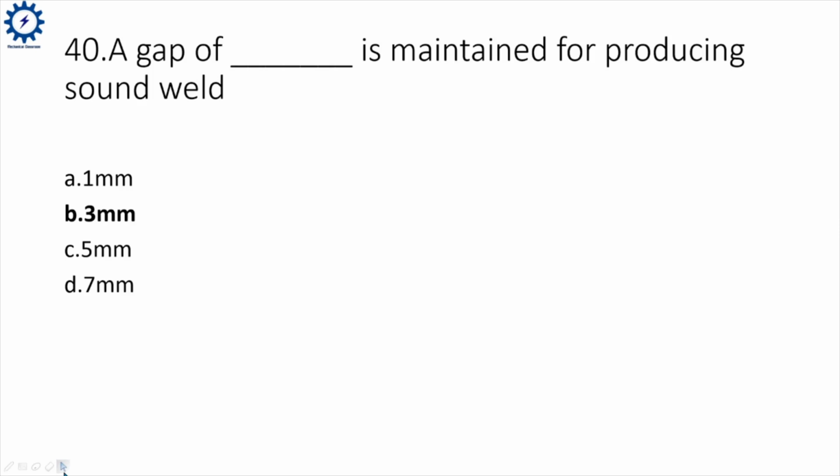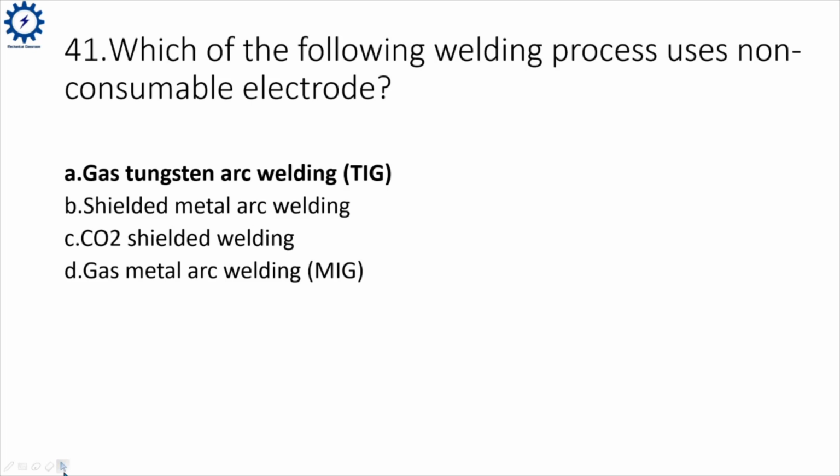A gap of 3 mm is maintained for producing sound weld. Which of the following welding process use non-consumable electrode? Correct answer, gas tungsten arc welding or TIG welding.